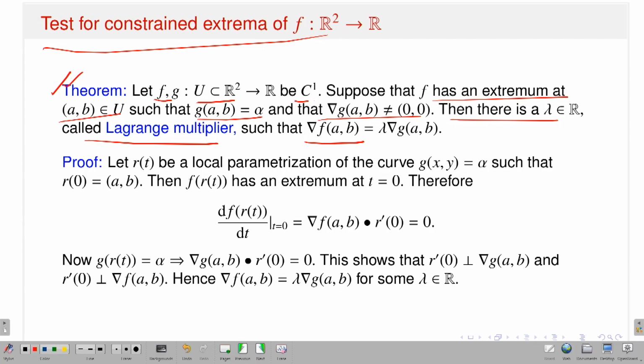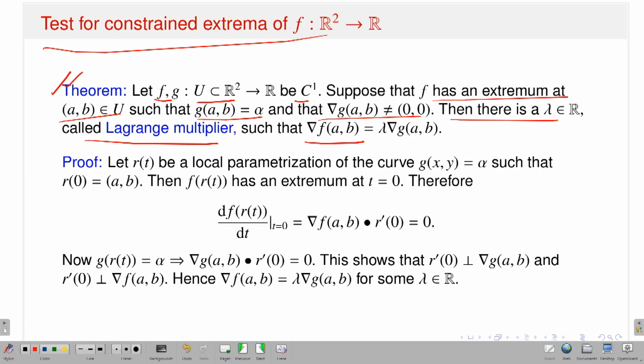So what I am saying is that if I have functions f and g, with f having an extremum at the point (a, b) and g of (a, b) equal to alpha, with the gradient of g at (a, b) non-zero, then the gradient of f at (a, b), because what is the gradient of f at (a, b)? It will be a vector in R2, right? Similarly, the gradient of g at (a, b) is also a vector in R2. The gradient of f at (a, b) is nothing but del f del x at the point (a, b), comma, del f del y at the point (a, b).